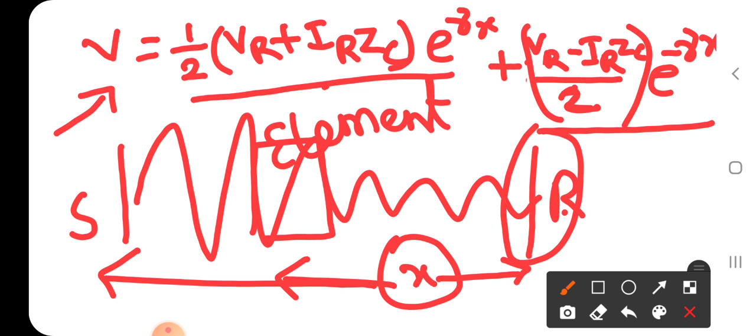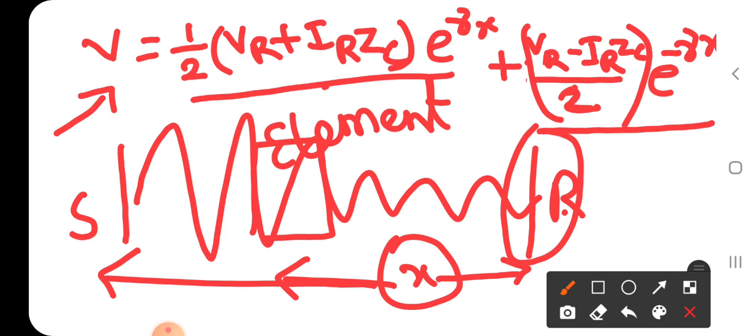The first term in the above equation is called the incident voltage wave. Why is it the incident voltage wave? As its value increases as x is increased.